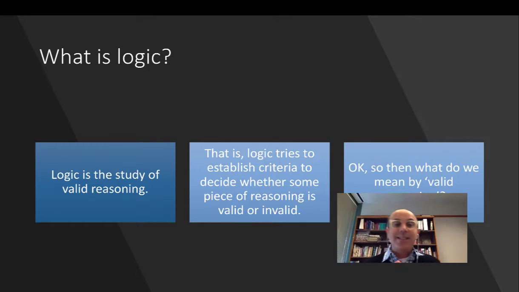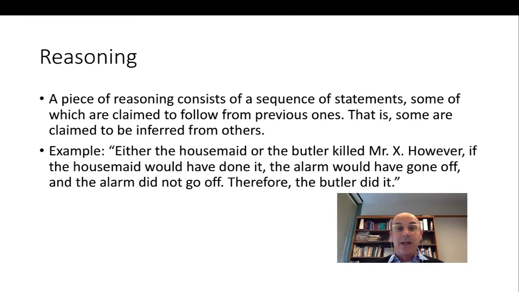So logic is the study of valid reasoning. It tries to establish criteria to decide whether some piece of reasoning is valid or invalid. So what do we mean when we say valid reasoning? Reasoning by itself is a piece of reasoning that consists of a sequence of statements which are claimed to follow from the previous one.